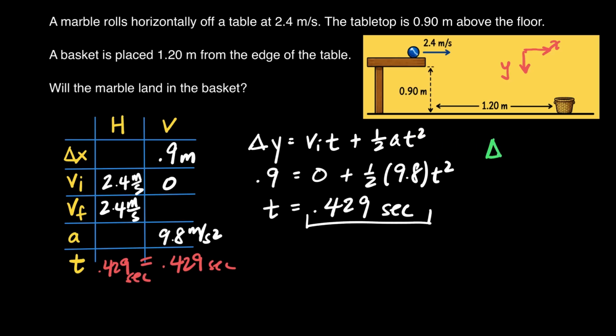Next, we're going to use the horizontal velocity and the time that we just calculated to find the horizontal displacement. To do that, we're going to use the constant velocity equation, delta x equals v t. Now, you might wonder, how come you don't use one of the kinematic equations?